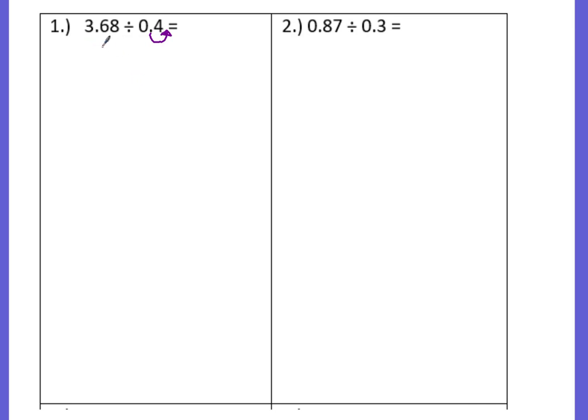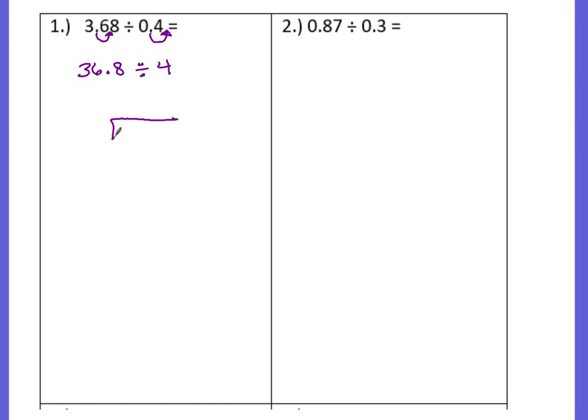Then we have to do the same thing to our dividend. We have to move that decimal place the same number of places, 1. So our new decimal will be between the 6 and the 8. So we're going to rewrite our expression, and this time it's going to be 36 and 8/10 divided by 4. Now we have a whole number divisor, so we can do our division. We're going to set it up.